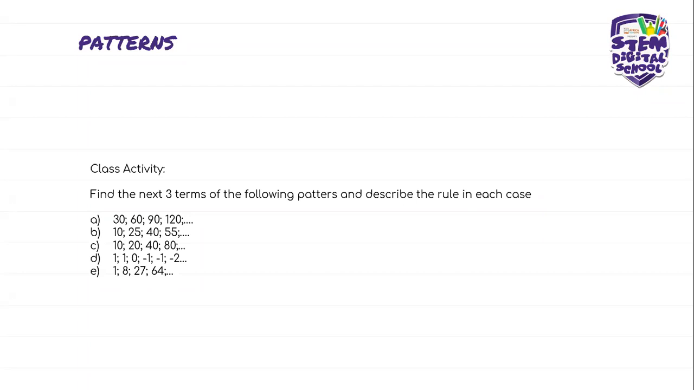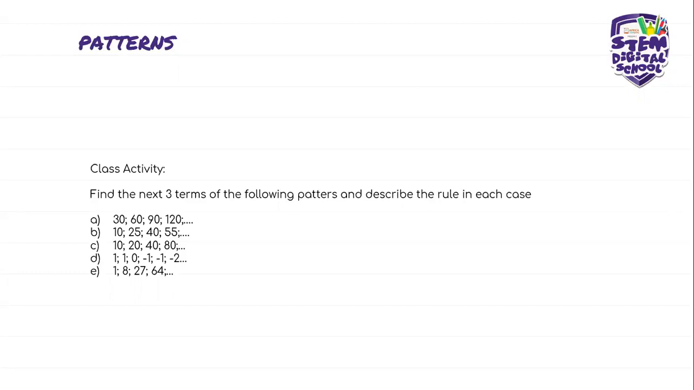Okay, Junior has answered that. He says plus 30. Yes, I fully agree with you, Junior. There's a constant difference of 30 there. So if you add 120 to 30, you get 150. And if you add 30 there, you get 180. Adding 30 again will lead to 210. So yes, 150, 180, and 210. So those are the next three terms.